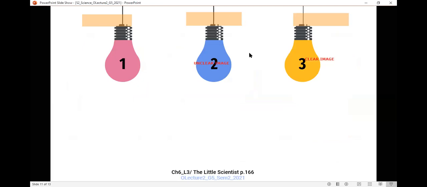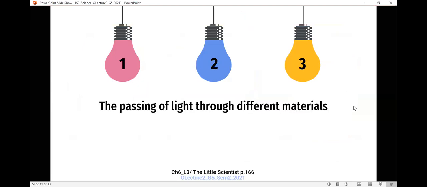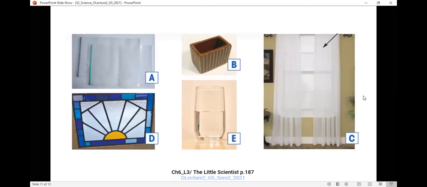When the light meets objects, it acts in three different ways. If it's blocked, we say it's an opaque object. When some of the light passes through the object, we call it a translucent object. If all of the light passes through, it is a transparent object.